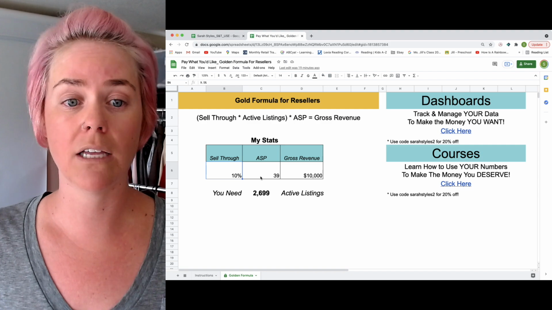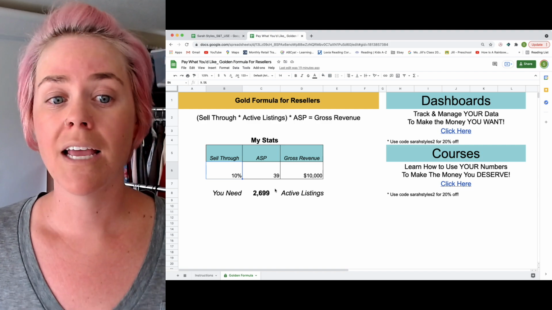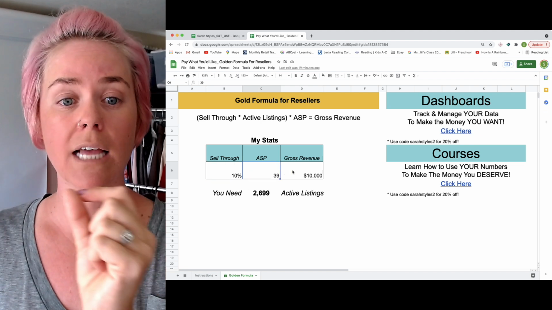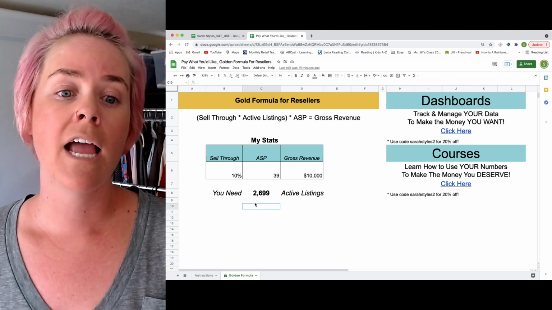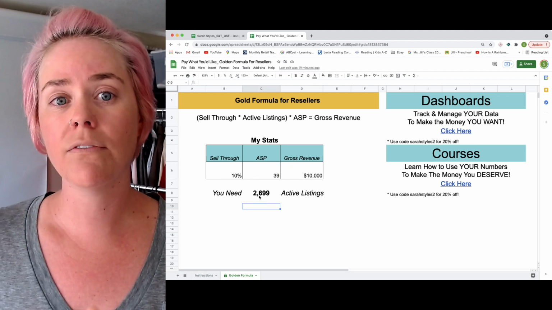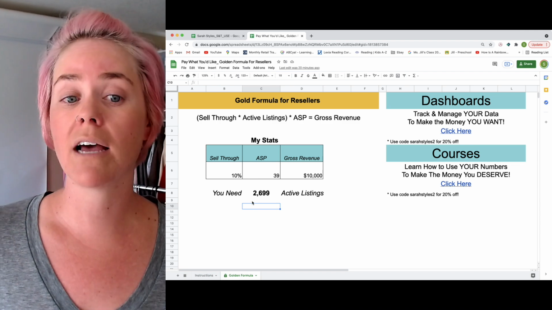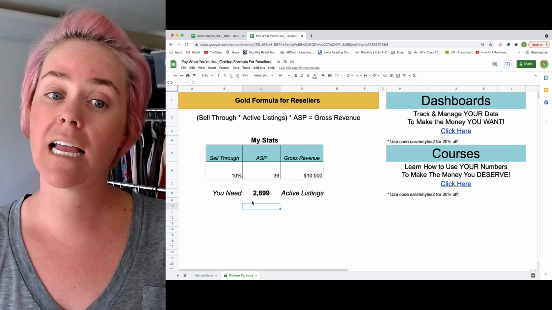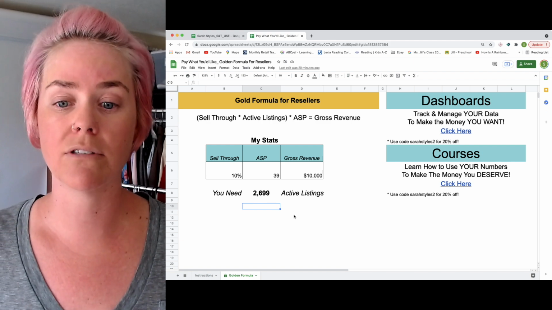I said my average sale price is $39. I want to make $10,000 a month. And this calculates, so if you're using this sheet, these are the numbers that you can go in and enter whatever your numbers are. And then this number down here, your active listings, calculates for you. I need to have 2,699 active listings if my stats stay this way to get my gross revenue to $10,000.